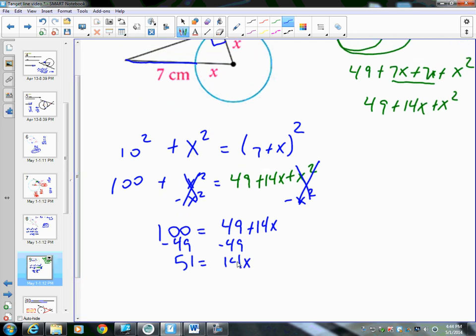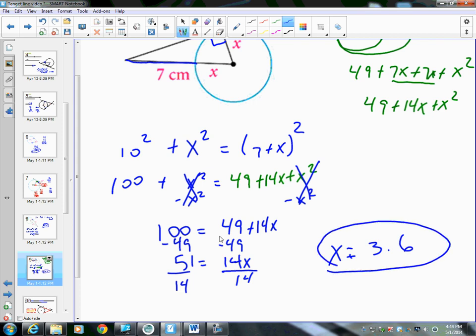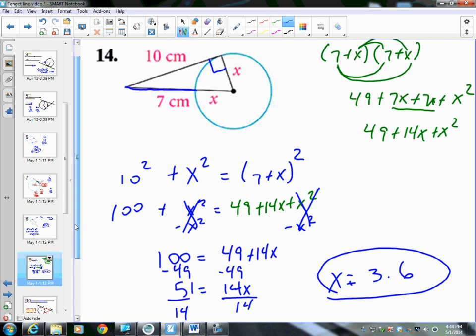Okay, how do I get rid of the 14? I divide by 14. So we end up with x is equal to 51 divided by 14 is, interesting number, I'm going to go ahead and round it to the nearest tenths place, so we get 3.6. And that is our x. Okay, I understand this was pretty involved. There was all sorts of stuff going on here.